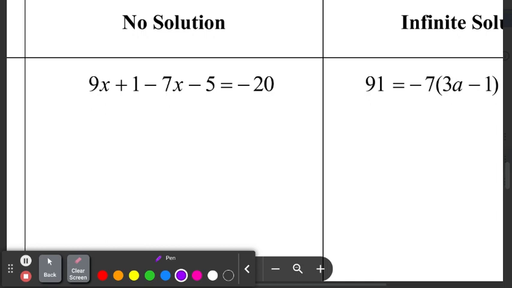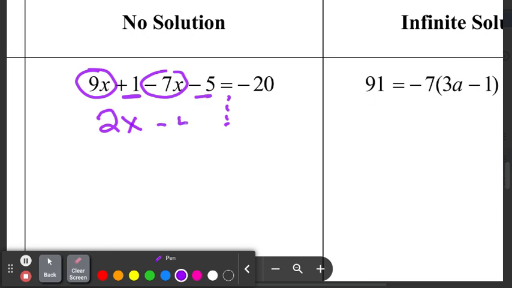So thinking about our steps for multi-step equations, there are no parentheses, so we don't have anything to distribute. So I'm going to look on my left side. There are some like terms I can combine, 9x and a minus 7x. Since they're on the same side of the equation, I don't have to do opposites. I'm just going to combine them. So that gives me 2x. 1 minus 5 is a minus 4.